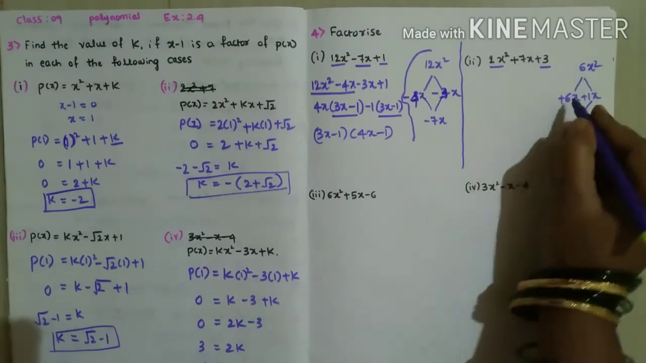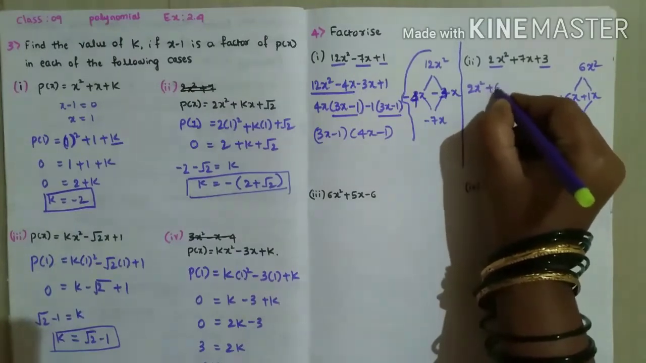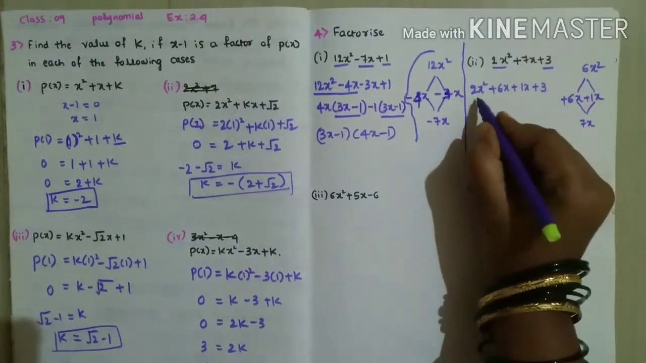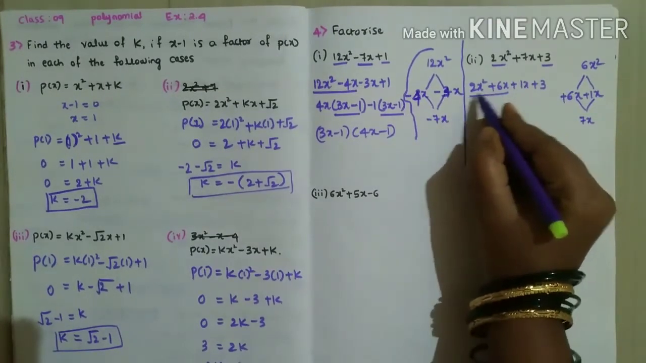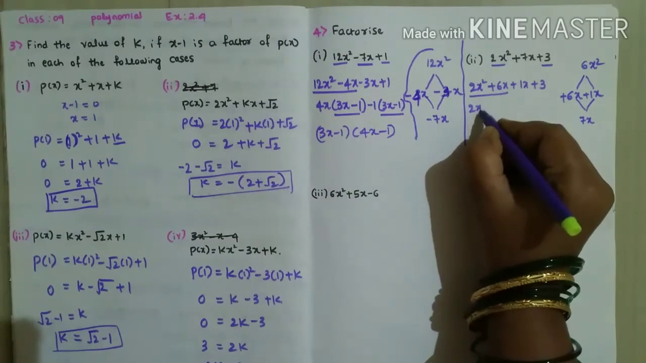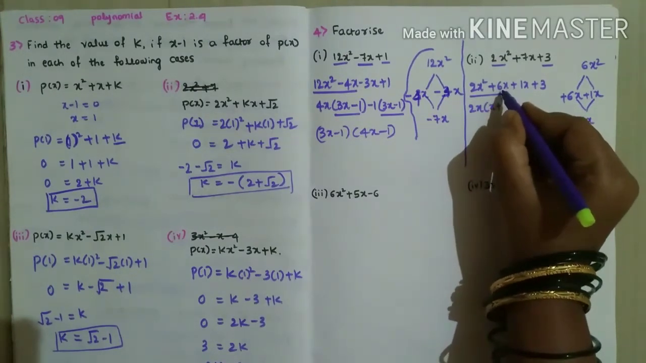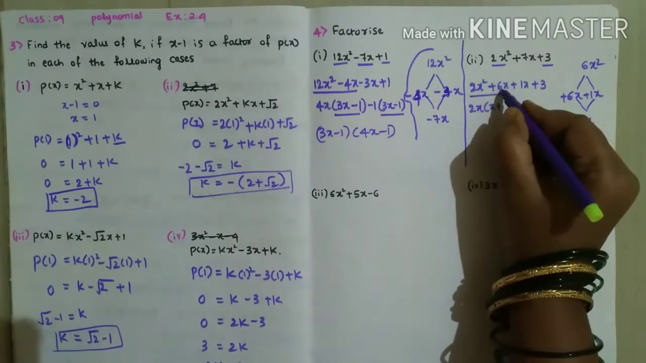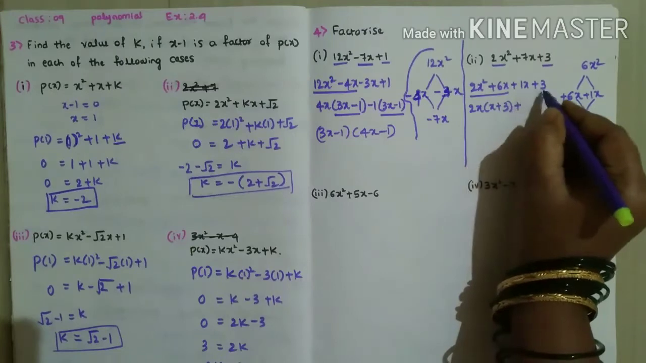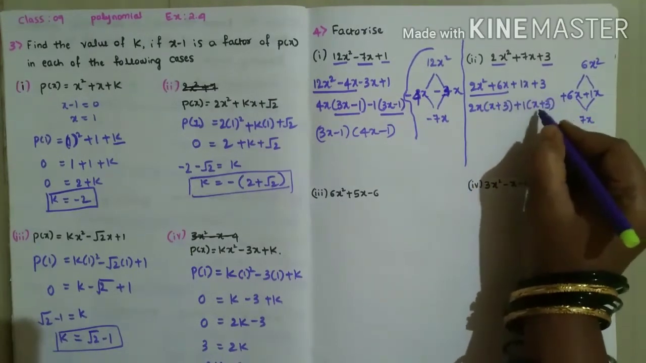6 ones are 6. x into x is x square. So 2x square plus 6x plus 1x plus 3. From these two, what can we take common? 6 is divisible by 2, so I'll take 2x common. Here x will remain, plus here 6x will be taken out, 6 divided by 2 will come 3. Here plus 1 we have to take out. So x plus 3. If you take out 1, the same thing will remain.